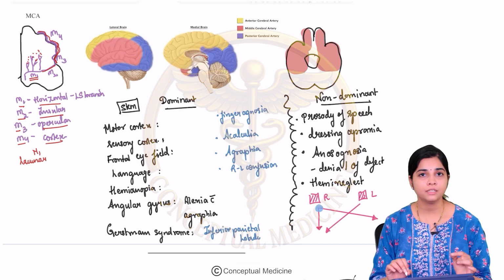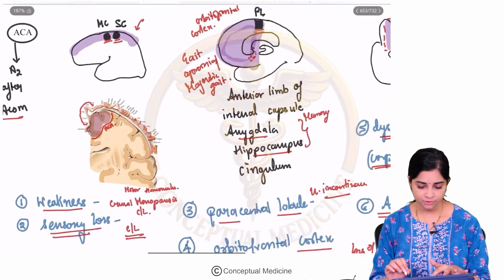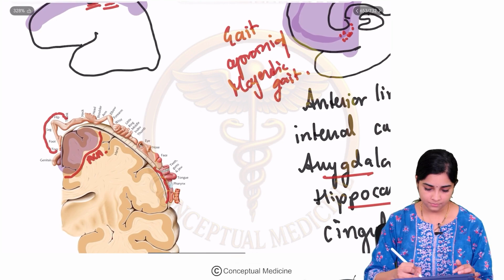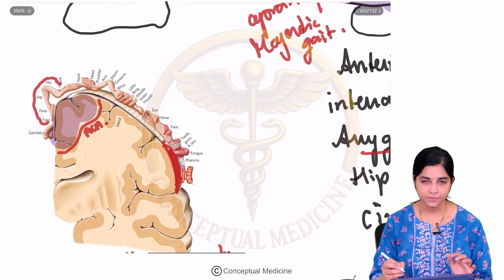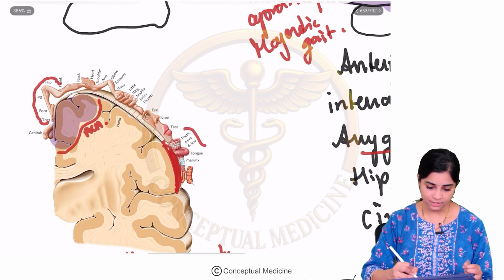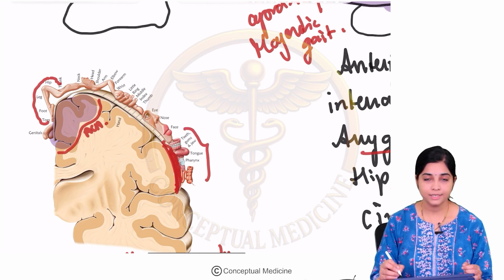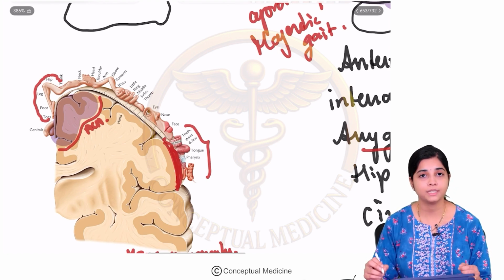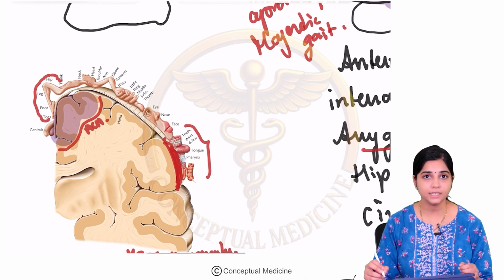Now, I would just like you to focus on the homunculus again. If you see in the motor homunculus, this is your operculum, correct? This region which I am highlighting here is your operculum, correct? Can you see what regions are supplied here? It is predominantly the larynx and the pharynx, right?